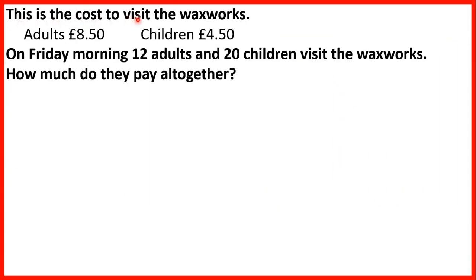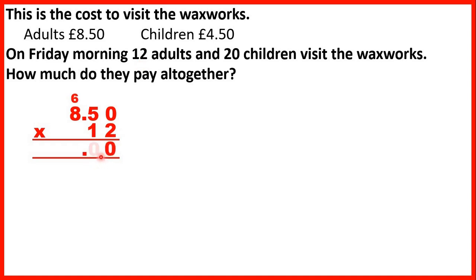This is the cost to visit the waxworks. Adults £8.50, children £4.50. On Friday morning, 12 adults and 20 children visit the waxworks. How much do they pay altogether? So we need to find the cost for 12 adults, then find the cost for 20 children and add up our total. So to find what the adults pay, we need to multiply £8.50 by 12.